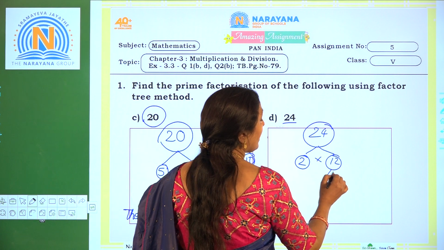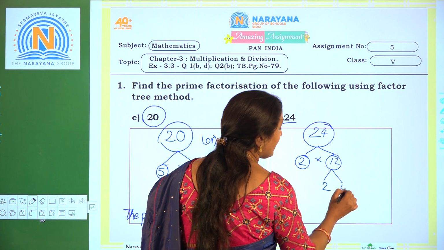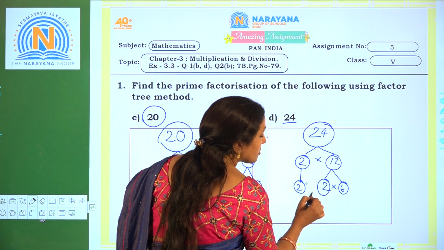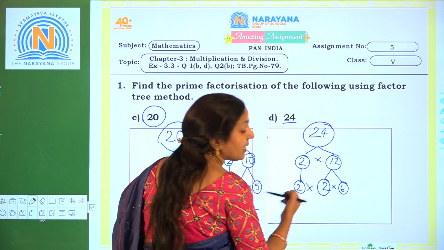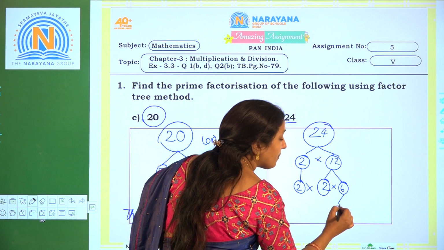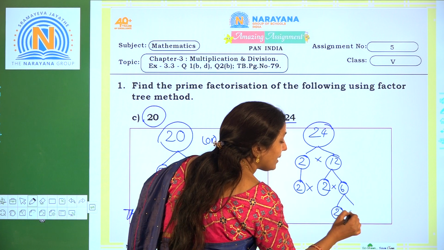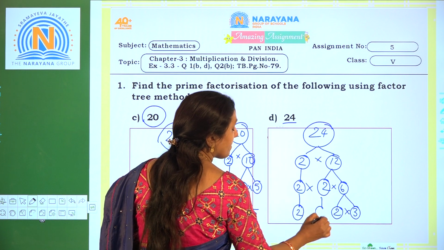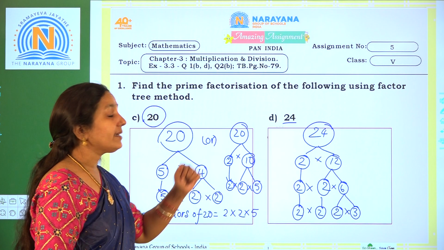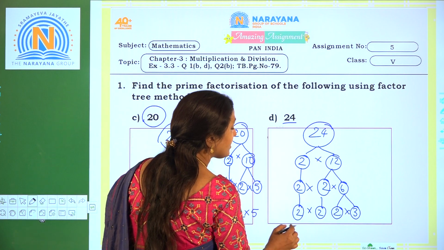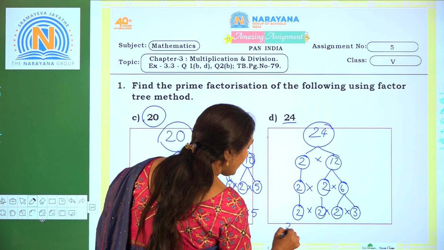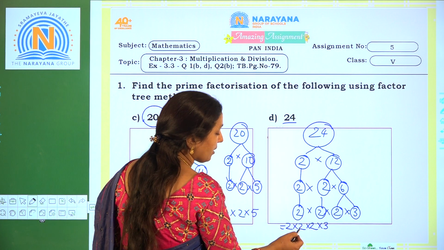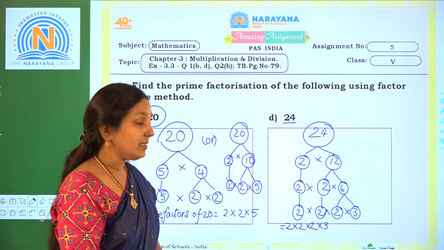So here 12 we can write as 2 sixes are 12. Now here 2 is again a prime number, 6 is a composite number. This 6 we can write as 2 threes are 6. So what are the prime factors of 24? 2 into 2 into 2 into 3. 2 twos are 4, 4 twos are 8, 8 threes are 24.